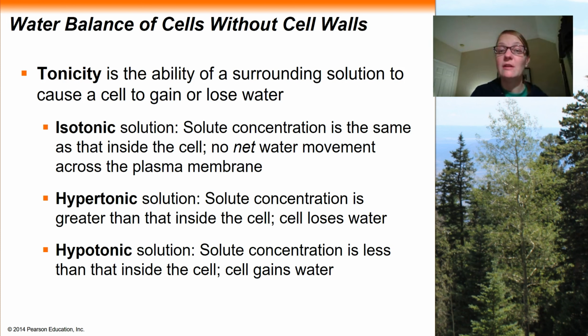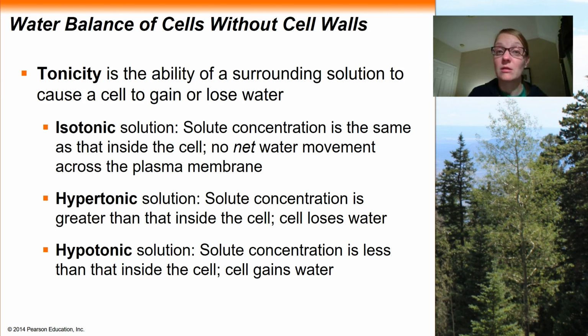So for example, if you have a cell and you've placed the cell in an isotonic solution, this means that you have the same solute concentration on the inside of the cell as you do on the outside. So in this case, water is going to move in and out of the cell, but it's going to do so at exactly the same rate, right? So in this case, there's going to be no net water movement across that plasma membrane. The cell's neither going to gain nor lose any water net.